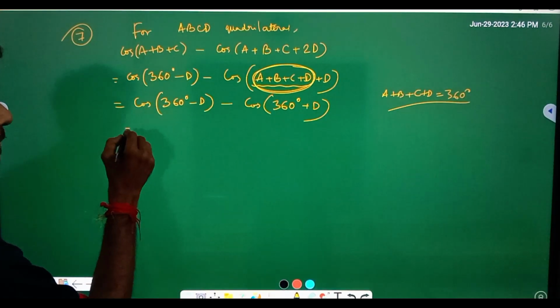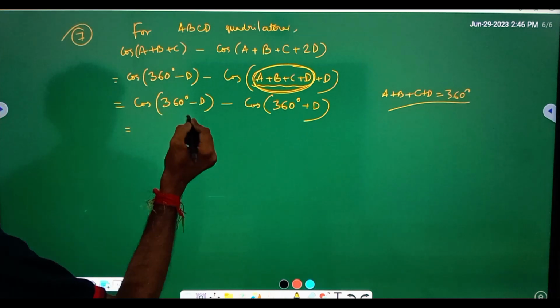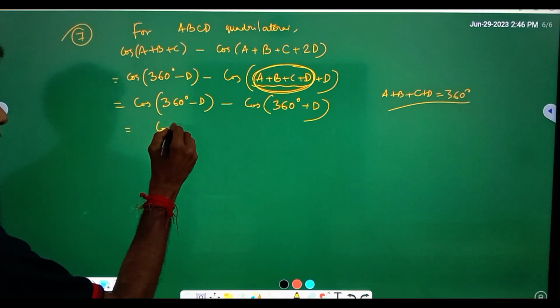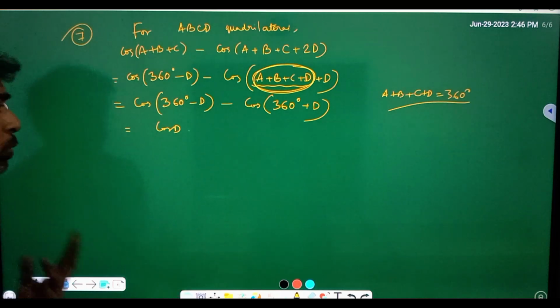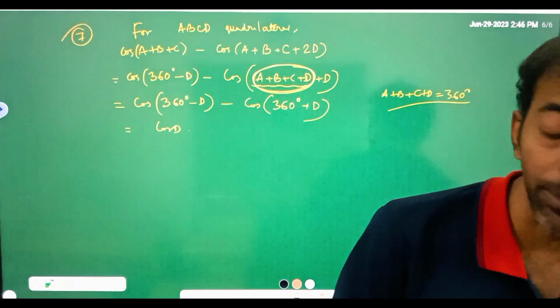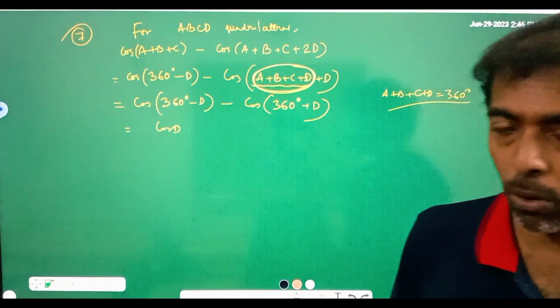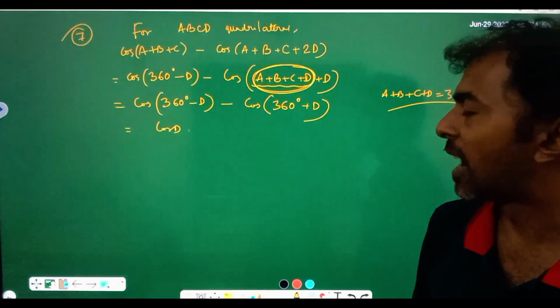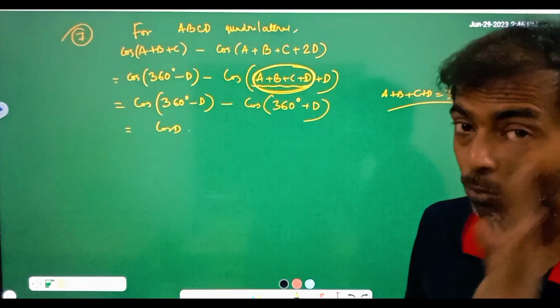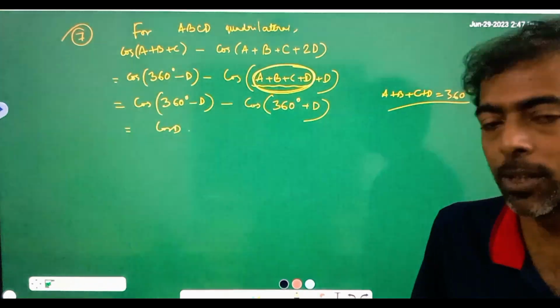Now, cos of 360 minus D, we all know that's going to be cos D because it's in the fourth quadrant, and in the fourth quadrant cos is basically positive. According to the rule, all sine tan cos, add sugar to coffee. That's the rule. So cos of 360 minus D will be cos D.